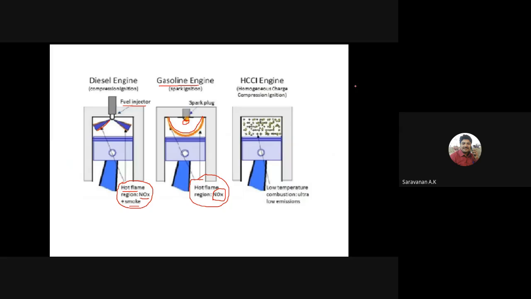So in the homogeneous mixture, we have to supply the lean mixture. If we are supplying the lean mixture, surely it will burn easily, right? If we are using the lean mixture, surely we can get low emissions, ultra low emissions. So automatically the NOx will be reduced here. Here we can get only the hydrocarbon emissions, and carbon monoxide and some carbon dioxide emissions will be produced.